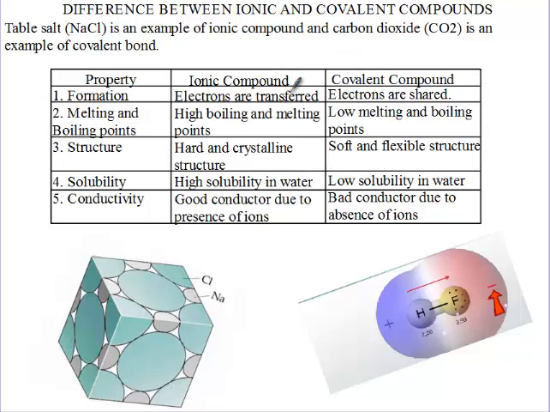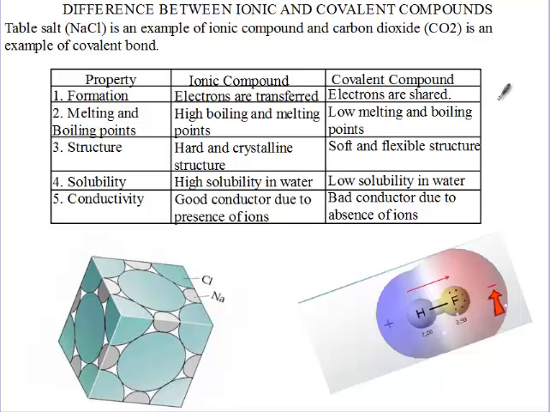Their formation: electrons are transferred in ionic compounds. So we can say ionic compounds are made up of ions. Covalent compounds only share electrons and therefore are made up of molecules. Ionic compounds are made up of ions. Covalent compounds are made up of molecules.